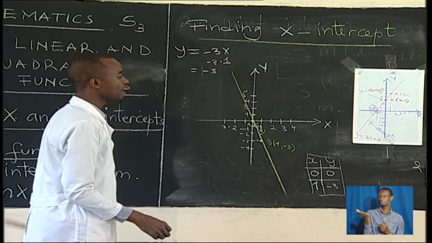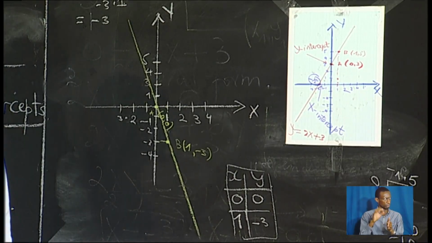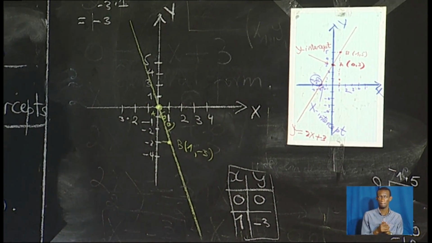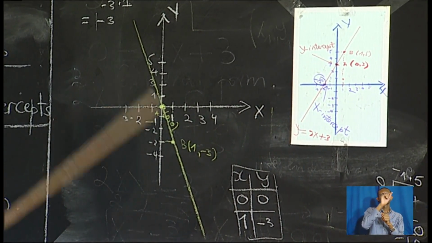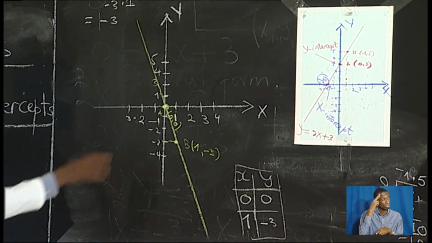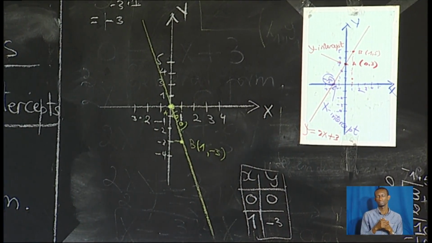You see? Our y-intercept was 0. You remember this. Very nice. Our y-intercept was 0, and it's here. That's where the line cuts the y-axis. And our x-intercept was also 0, which is also over here, where it cuts the x-axis.